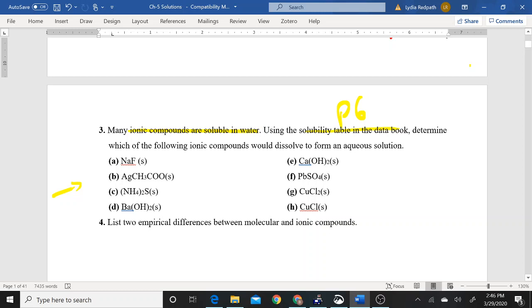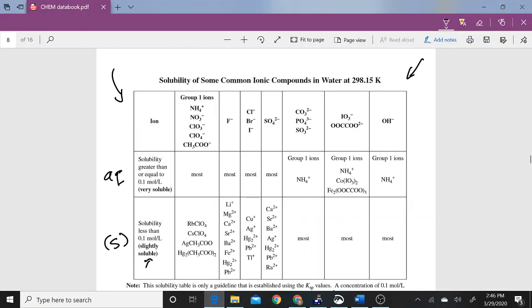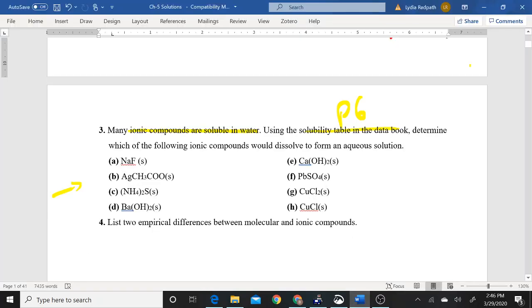So let's check out the first one here, NaF. It's a solid to start. We want to figure out whether or not it dissolves, whether or not it becomes a solution. So NaF, let's go back to that table. I scroll across the top. Oh, there's F right there, so I find F, and then I scroll down, and it says most things are highly soluble with fluoride, except for these particular pieces down here at the bottom, and I do not see sodium as one of those, so it must fall under most. So when we go back to our document, we know that this one would indeed dissolve.